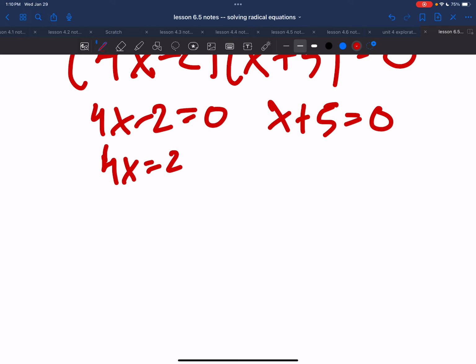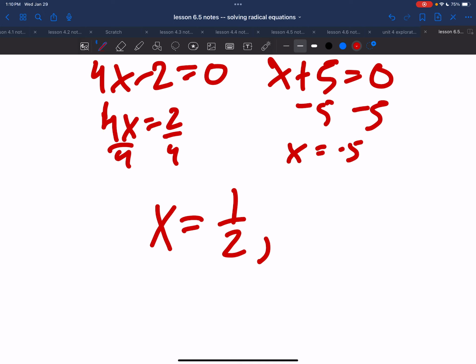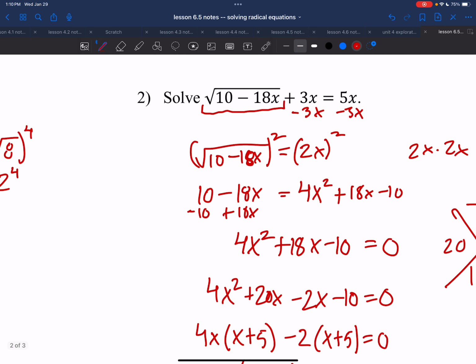4x equals 2, so divide by 4. You get 2/4 here, right? So you got x equals 2/4, which is a half. And if you minus 5 from both sides, x is -5. But what should you do with these answers? Check them, right? Go all the way back up here to the original, check them.